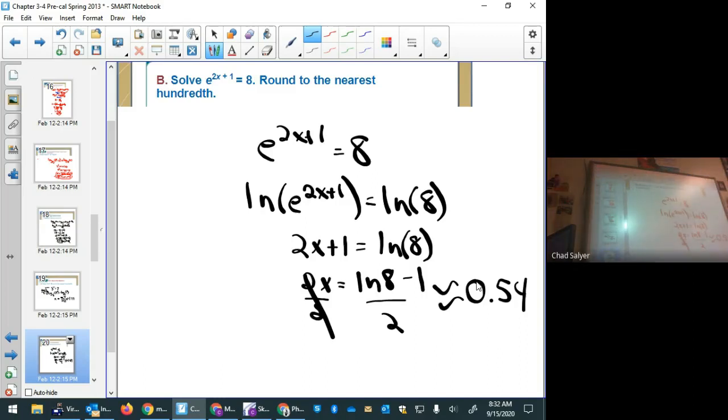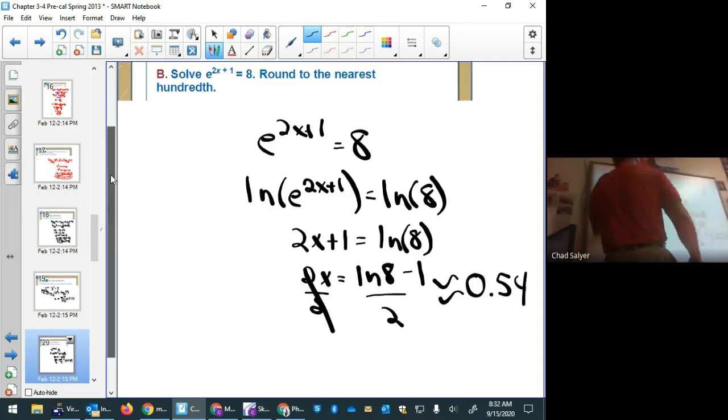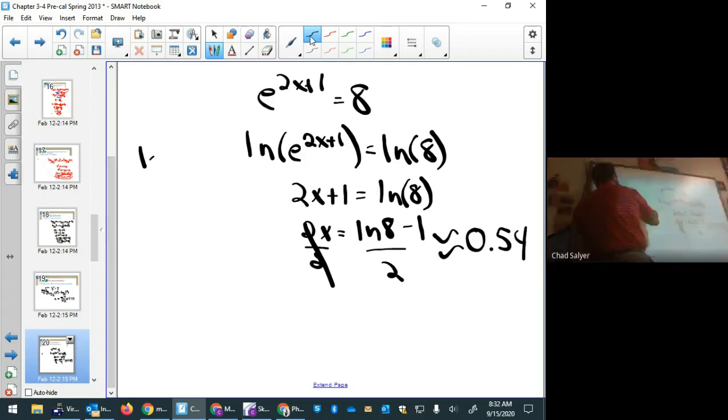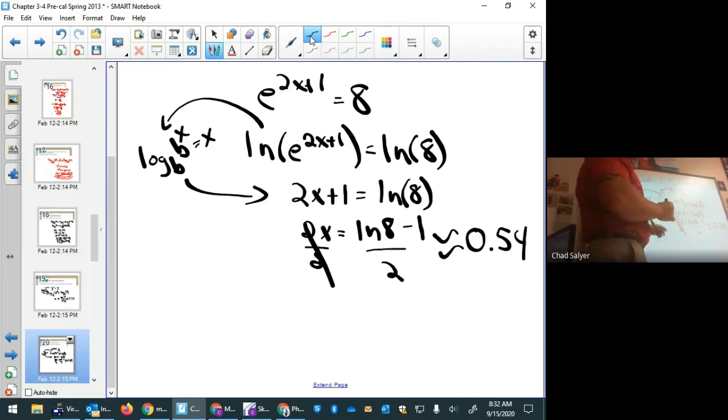Can you explain real quick how you went from the natural log of e^(2x+1) to the natural log of 8? Yeah. So remember that the logarithm undoes the exponential. For any log, the log base b of b to the x power equals x. So whatever that exponent is just drops out, and in this case that exponent is 2x plus 1. Oh, so because the natural log is base e, and this is an exponential with base e, this property applies. It's a good question, Clay.